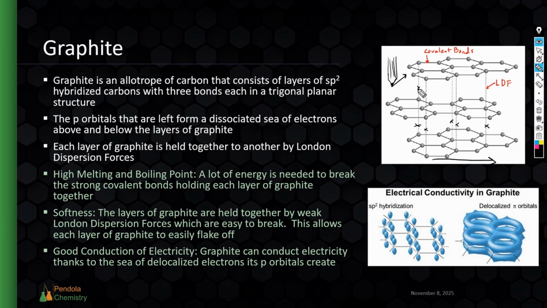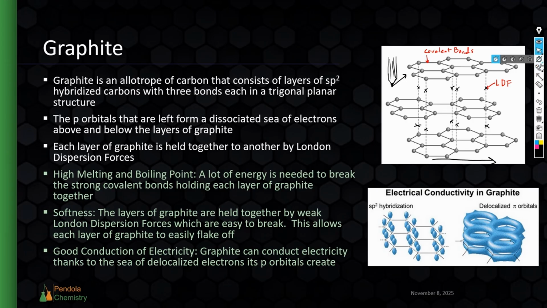And then another one breaks as you keep dragging the pencil across the paper. Another layer breaks because the London dispersion forces are really weak and they can be broken by friction. And so we keep leaving layer after layer of graphite on the paper due to these London dispersion forces being so weak. And that's how we write with a pencil. What we see as writing are just layers of graphite being left behind due to those weak London dispersion forces holding one layer to another being broken.